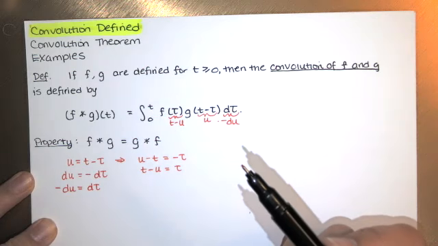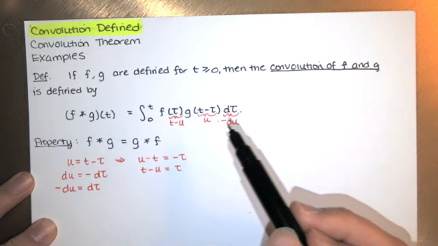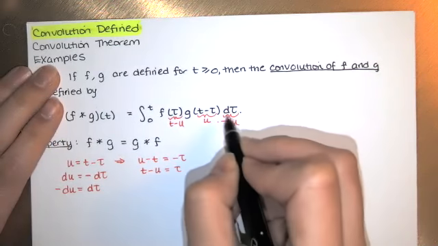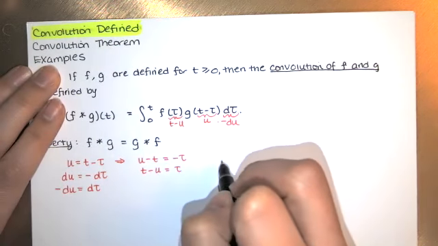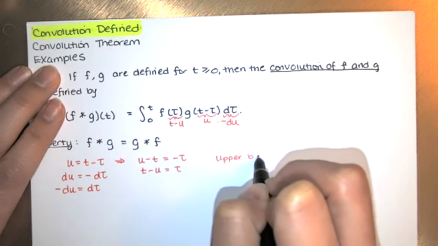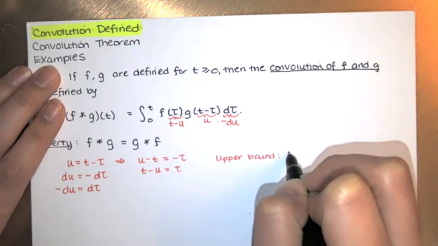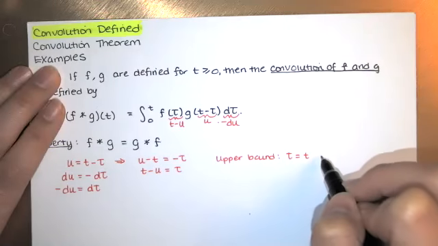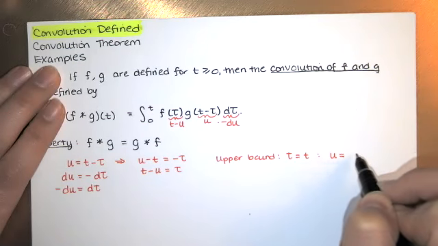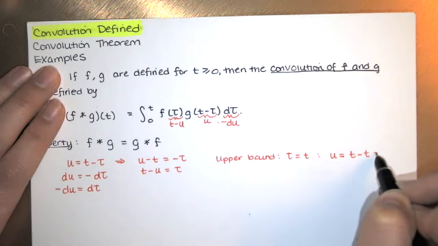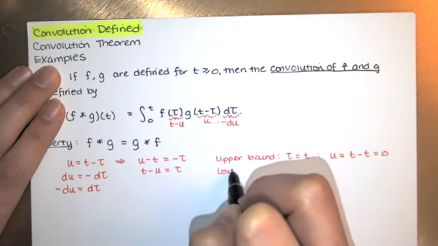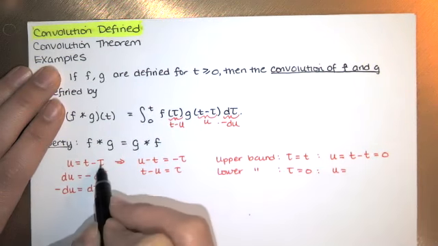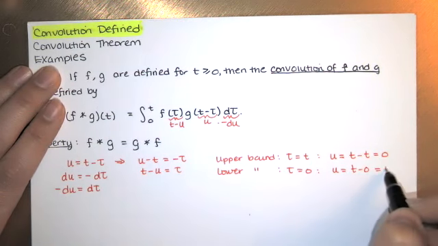And then I need the bounds. But I don't want bounds for tau anymore. I want bounds for u. And in order to find those, we need to use the bounds for tau to find the new bounds for u. So the original upper bound was given by tau equals t. When tau equals t, u is equal to t minus t, so that's going to be 0. And then the original lower bound was given by tau equals 0. If we replace tau with 0 here, we're going to have t minus 0, which is t.